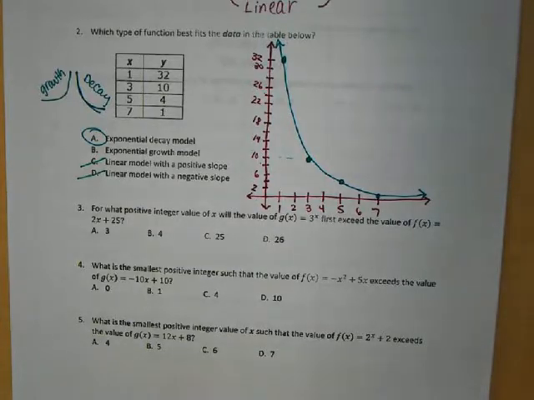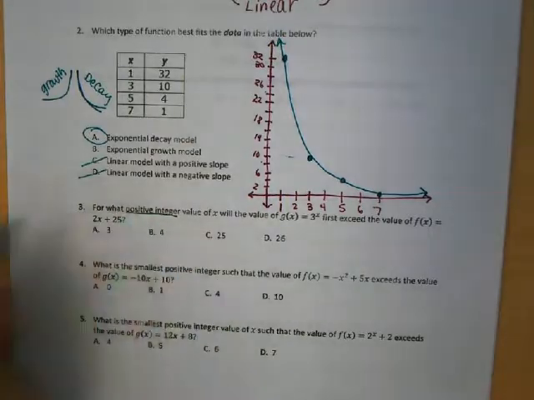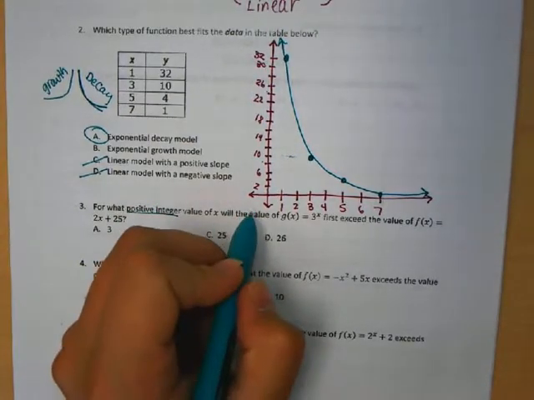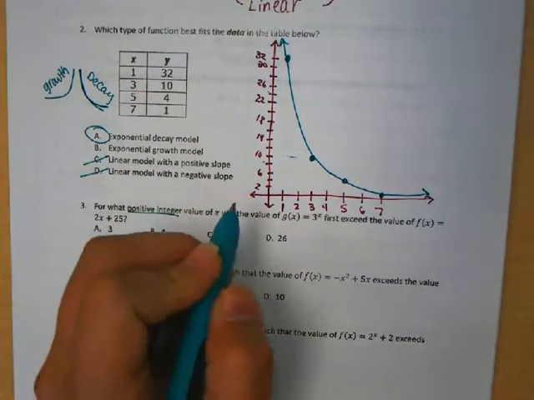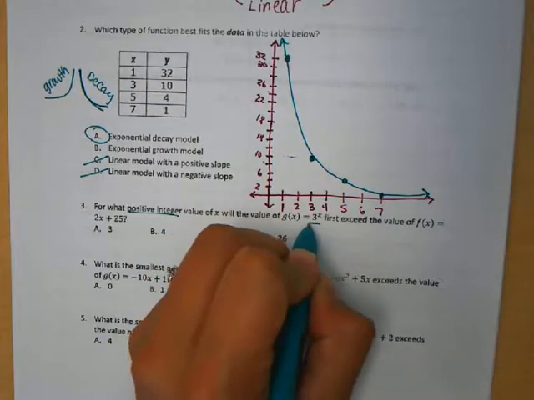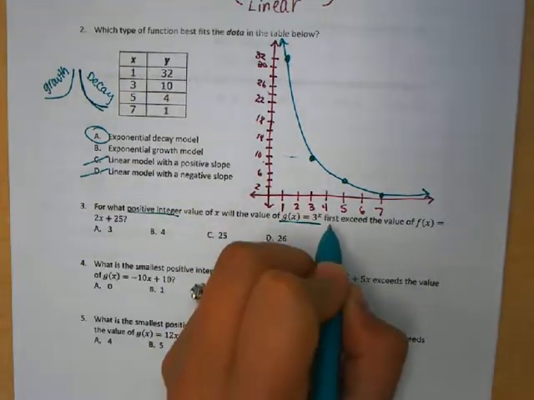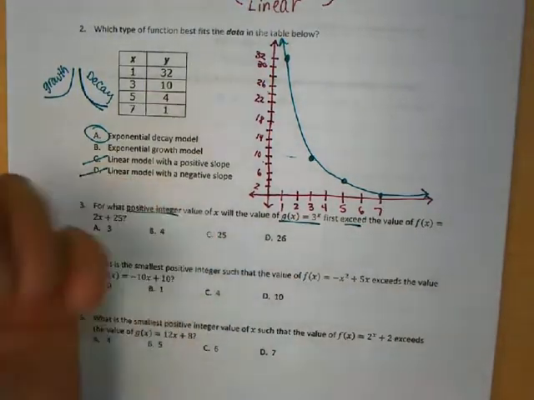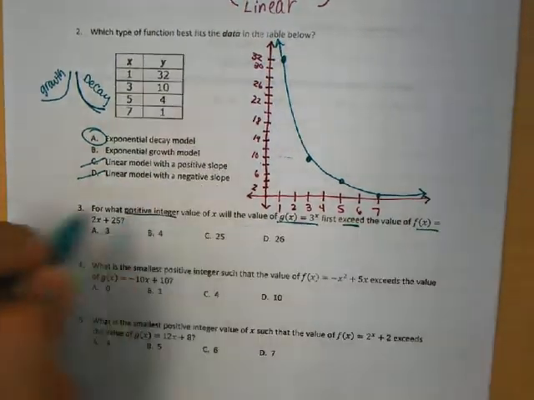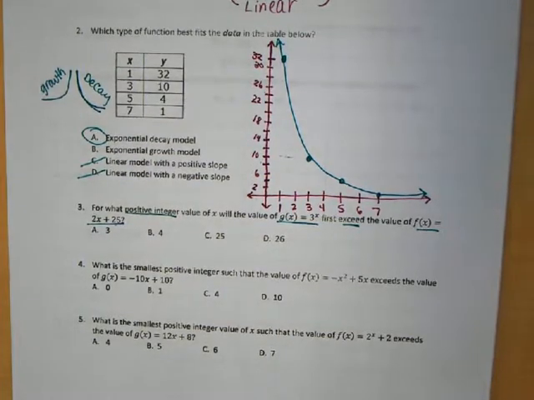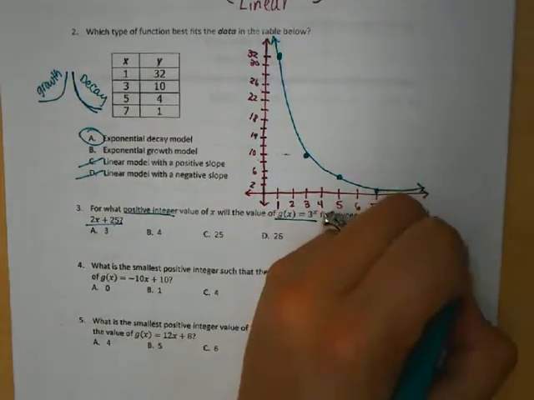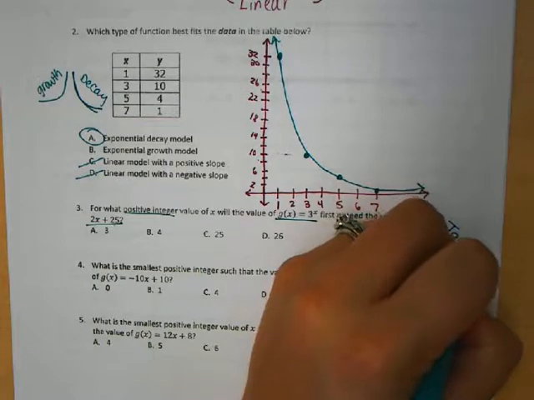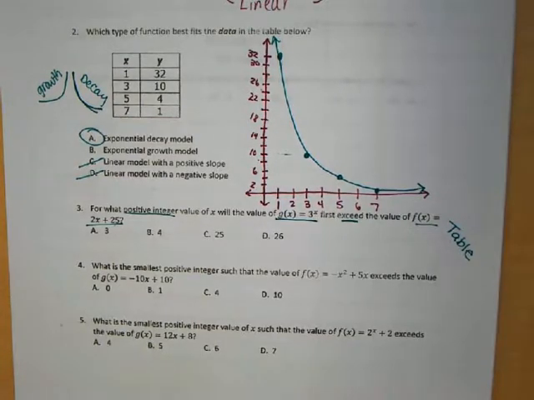Now, for number 3, it says, for what positive integer value, so it's got to be a positive number, will the value of g of x equals 3 to the power of x first exceed? Now, exceed means when is it going to be bigger than the value of f of x equals 2x plus 25? What we're going to do here is use the table on our graphing calculator.